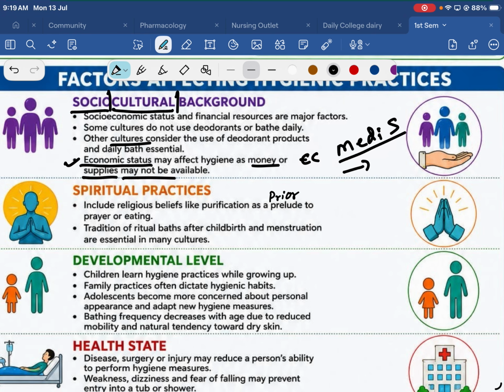Next, the cultural point. Some cultures make people aware of and provide for using a deodorant or taking daily baths. In some cultures they don't use deodorants, or they say you can take a bath only once in a week. So different cultures practice hygiene differently, and that will affect health positively also, negatively also. Clear? Are you listening there till the last? Is my voice audible up to the last? Okay. So that is about the socio-cultural background, right?